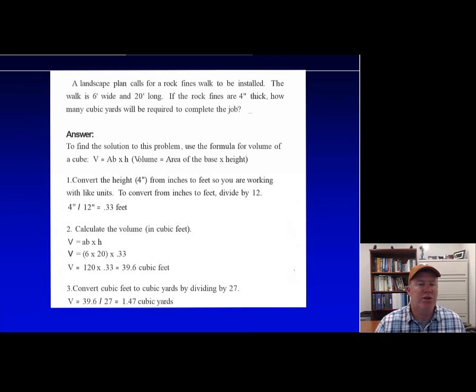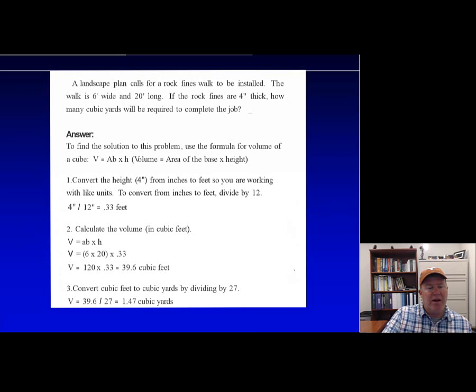Answer: to find the solution to this problem, use the formula for the volume of a cube. So volume is equivalent to A times B times height, the area of the base times the height. Again, it's 120 square feet. Convert the height of 4 inches from inches to feet. To convert it to feet, we divide by 12. So 4 inches divided by 12 inches is 0.33 feet.